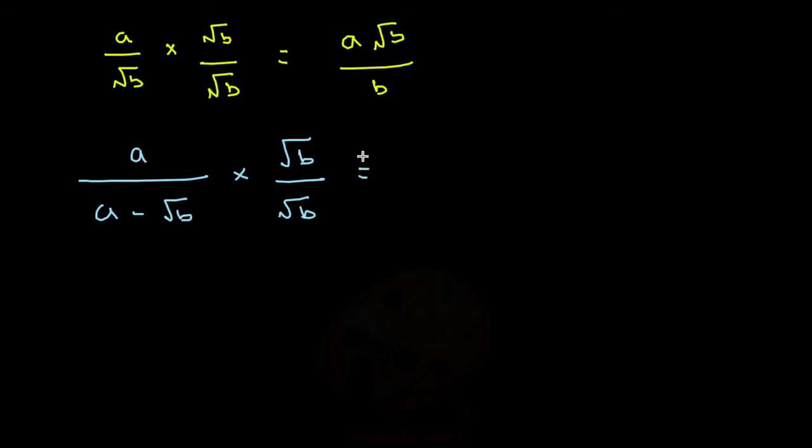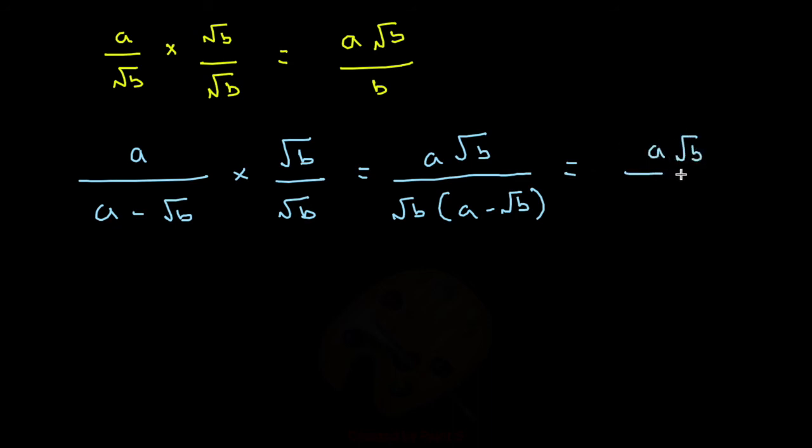We get a times root b on the top, which is a root b. And on the bottom, we get root b times a minus root b. So this simplifies to a root b on the top, hasn't changed, and a times root b, a root b, and minus root b times root b is going to be minus b. So we've got rid of the square root on this b, but we now have a new one here, so obviously that does not work.